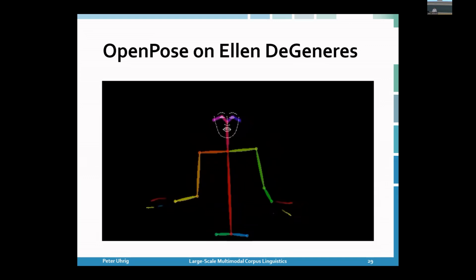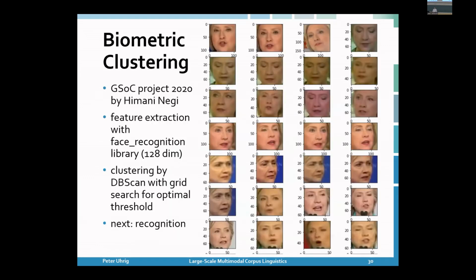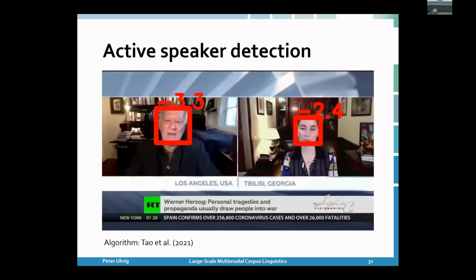Then we're also adding biometric clustering, which is worryingly good, actually. So this is what it automatically came up with. I mean, we didn't ask it for Hillary Clinton. We just said, hey, you take this data set and give us all the clusters for different people. And this is what it came up with, one cluster. And it's really nice.